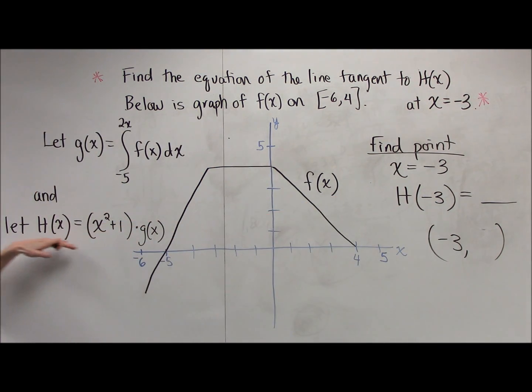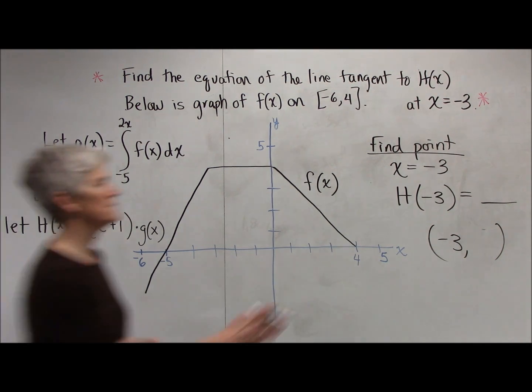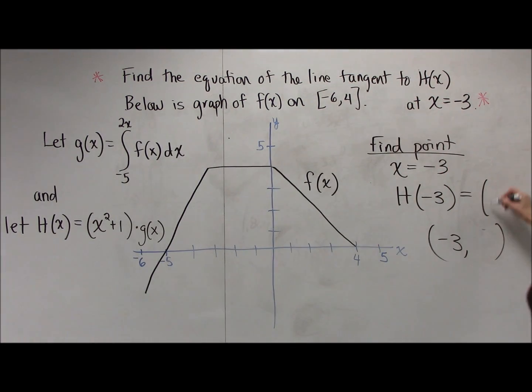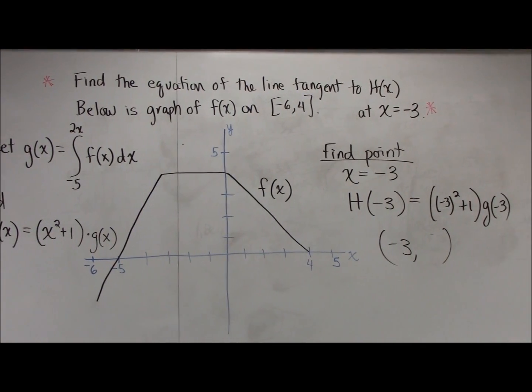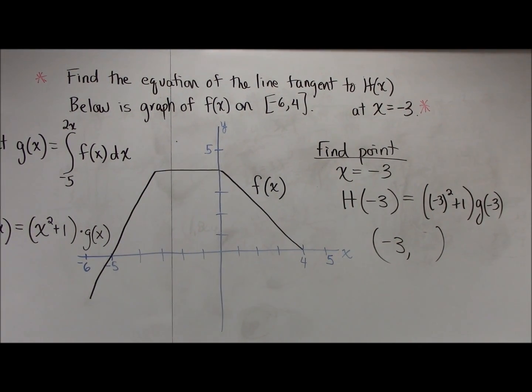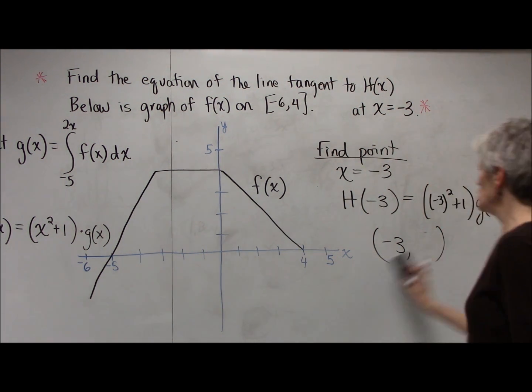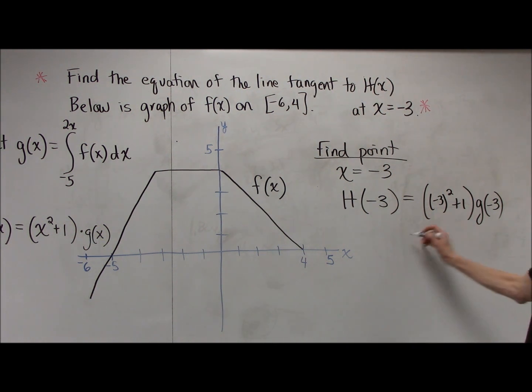So let's go to h. For h of -3, I'm going to be plugging in -3 into this function right here. So it's going to be -3 squared plus 1 times g of -3. Okay, let's see if I'm still on the camera here. Are we still on the camera? Not really. Okay, let's zoom over in this direction. So you see what I did? I just substituted in my -3 for my x. This part is straightforward. That's just going to be 10 times g of -3.